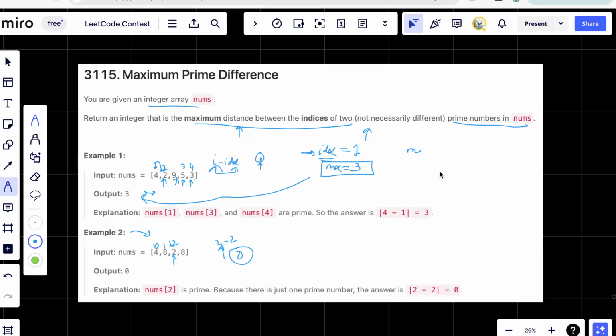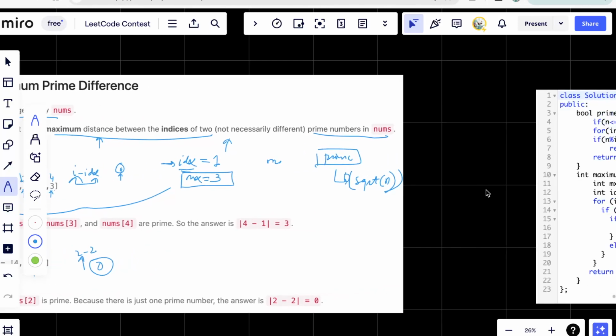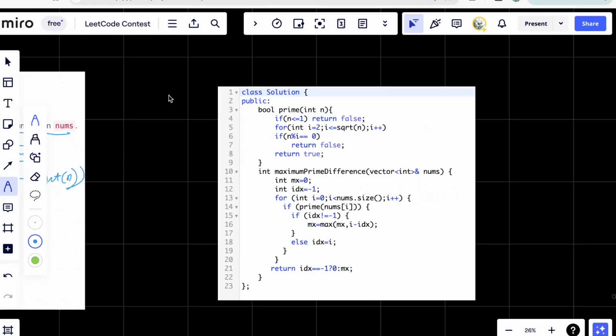Now, as for calculating the prime, we know an algorithm that helps us calculate prime in square root of n time, Big O of square root of n. So let us go to the code and quickly see this. So here we're calculating the prime, and how are we doing it? First of all, we pass an n here, and this is a boolean function, so it's only going to tell us whether this number n is a prime or not.